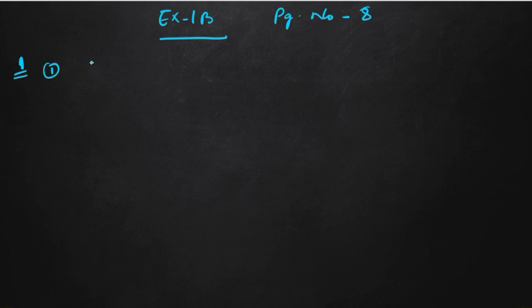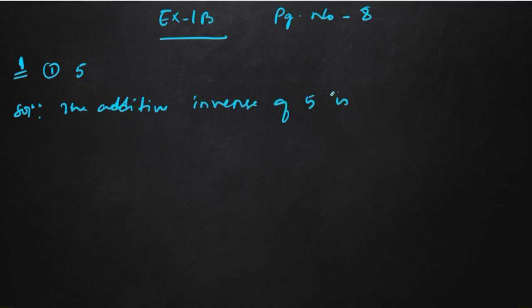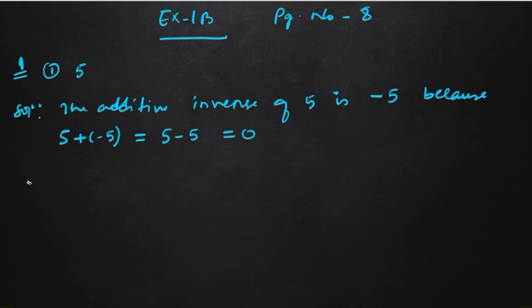Fine, so our first question: write the additive inverse of 5. Solution. So how will you write? The additive inverse of 5 is, what will it be? If this is a positive number, the additive inverse will be negative, because 5 plus minus 5 is equal to 5 minus 5. Why 5 minus 5? Because plus minus gives minus. So this gives us 0. That's why.